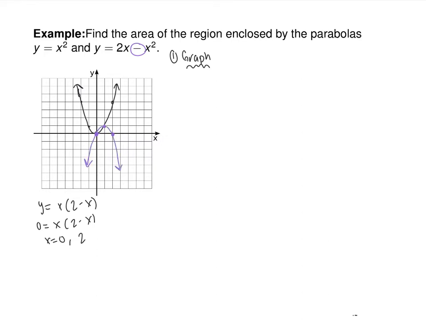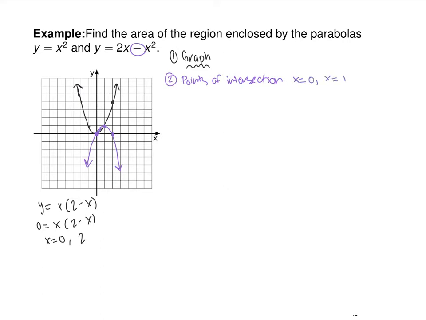So the region we're looking for is the area of that little bitty region right there. After you've graphed, find the points of intersection. In this case, it's pretty obvious from the graph what they are. They are the points (0, 0) and (1, 1). In particular, x equals 0 and x equals 1.